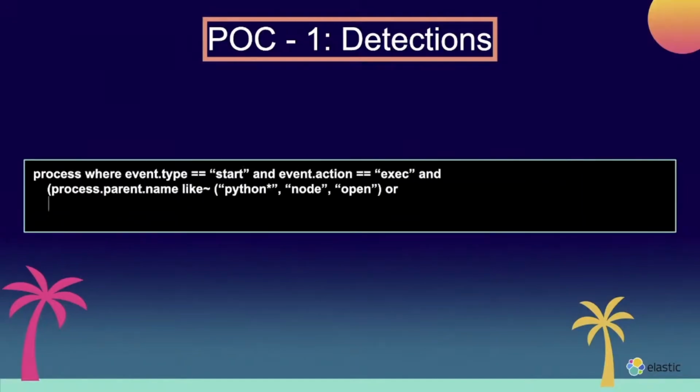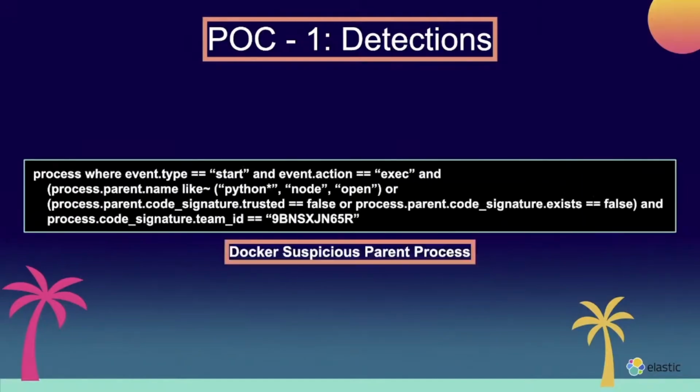We can also create a detection rule looking for the suspicious or abnormal execution of Docker in this case. So 99% of the time when you open Docker Desktop via the GUI, it's double clicking or it's on system start, and that's going to be the launch daemon spawning Docker Desktop. So this is a pretty good indicator.